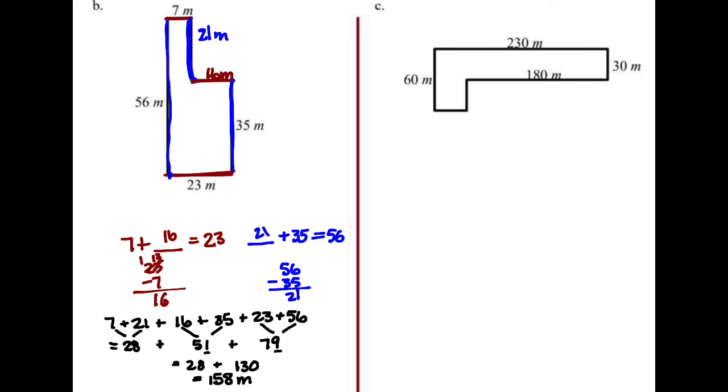Okay, the next one. Let's find our missing sides first. Okay, so this one right there is missing. And I'm going to add it onto the 180, because between the two of them I have this little one and that one to give me 230, right? So if this is 180, what does this have to be in order for this whole thing to be 210? So we would do 210 minus 180, and you would find that this has to be 30. Okay, so that means this is 30 meters right there.